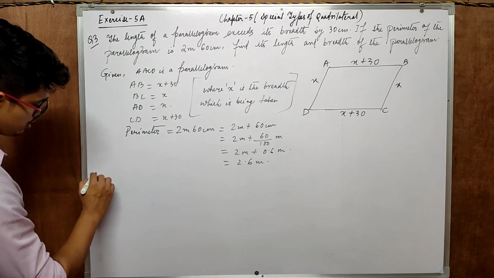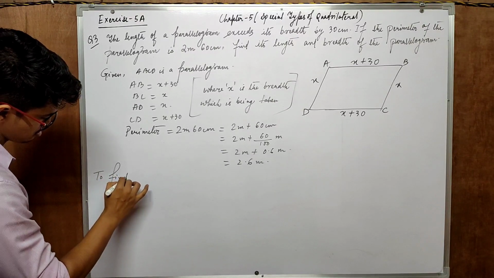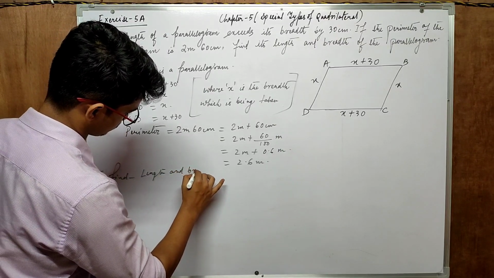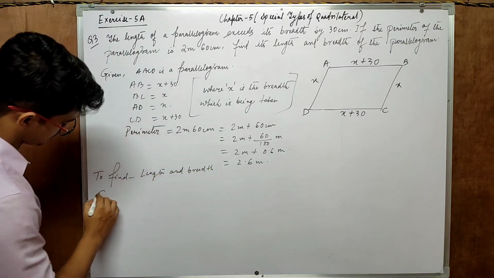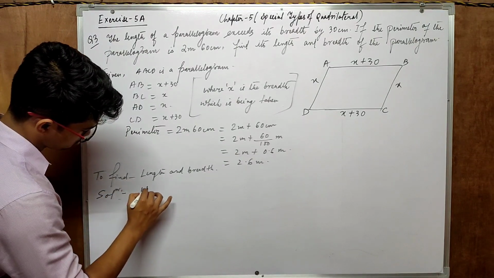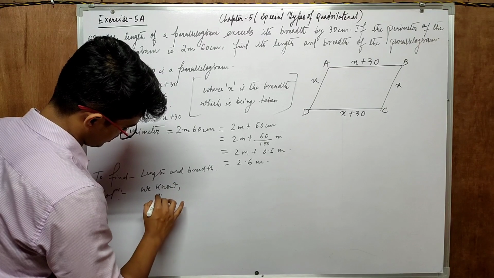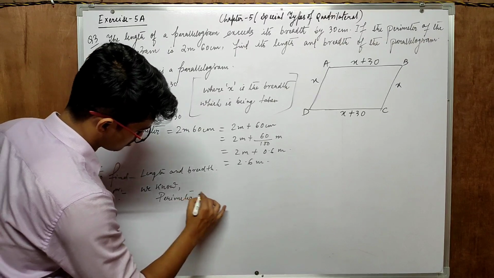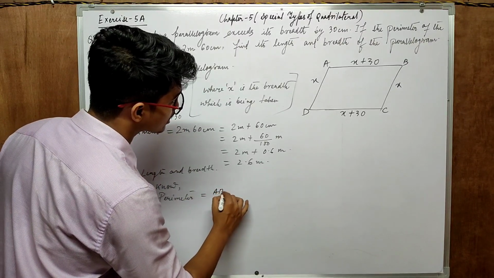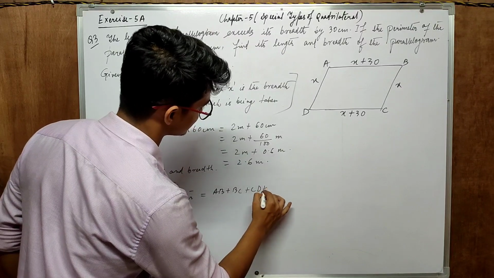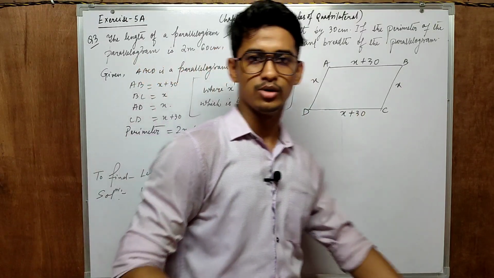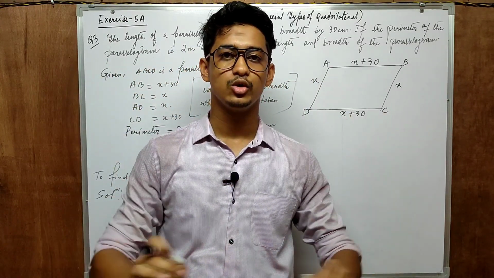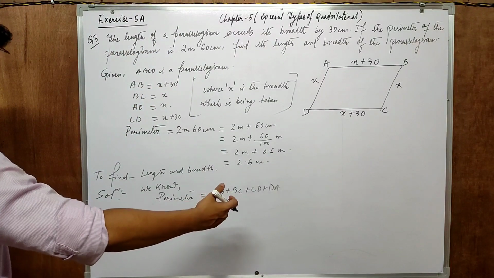So now, to find length and breadth, comes the solution part. How to do that? We know perimeter is AB plus BC plus CD plus DA. What is perimeter? Actually the boundary, right? We add the boundaries or line segments, and together they form the perimeter. So AB plus BC plus CD plus DA.